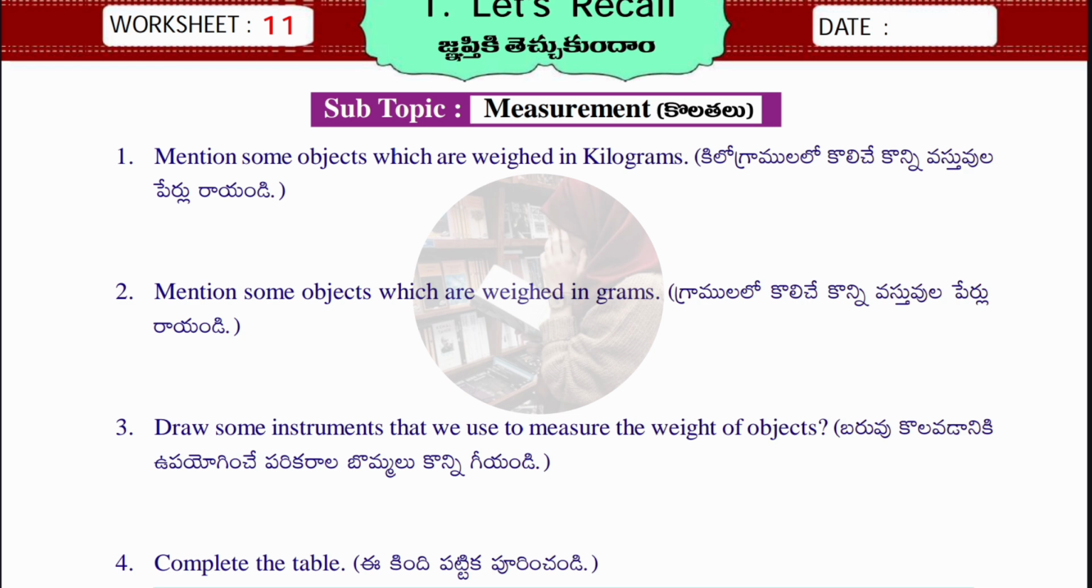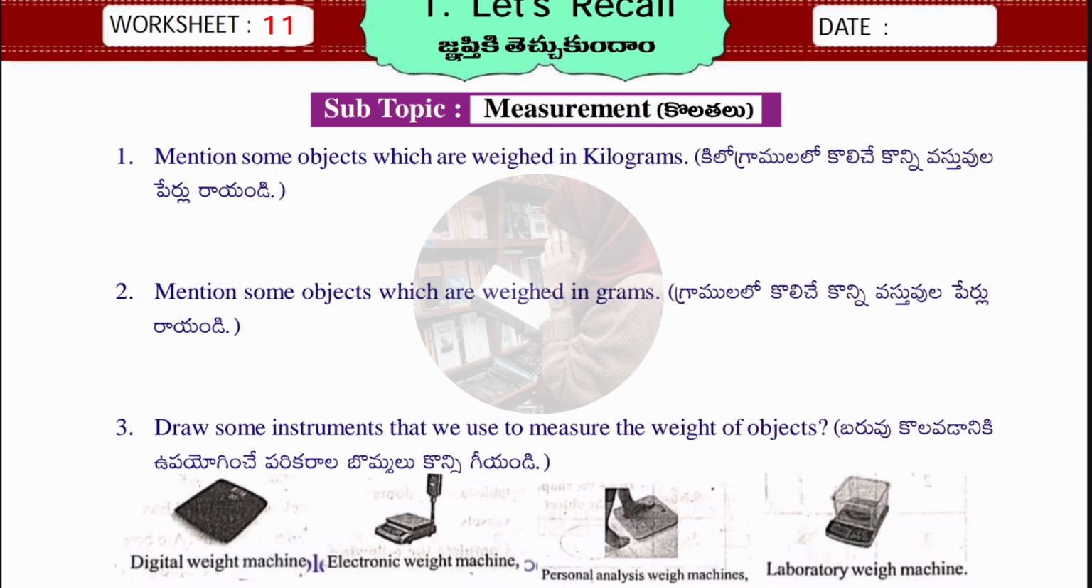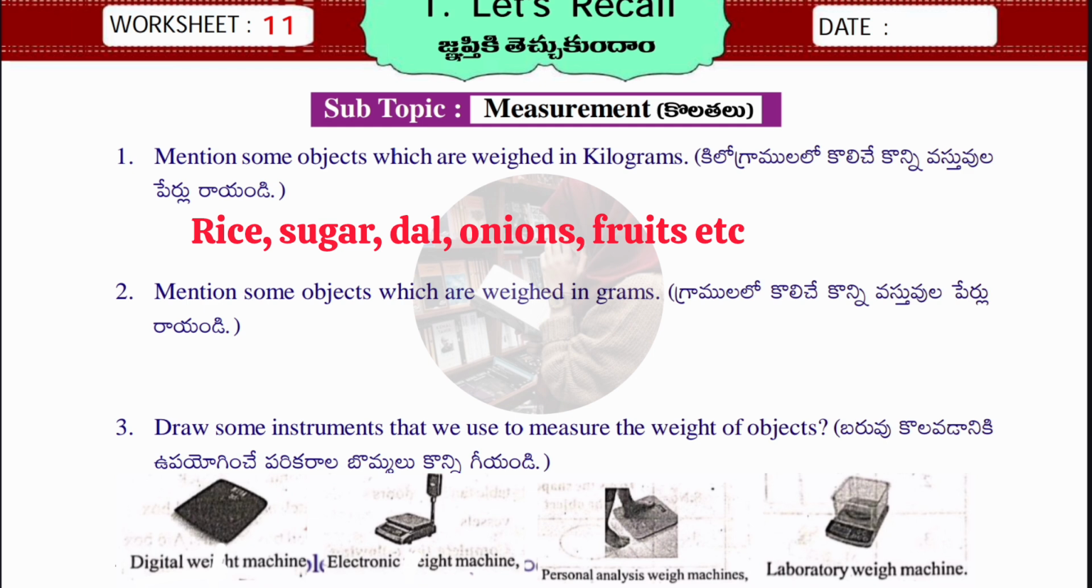Now we'll move to the 11th worksheet. Here the topic is measurement. The first question is: mention some objects which are weighed in kilograms. So the answer is rice, sugar, dal, onions, fruits, and still many more there. That's why write it down, etc.